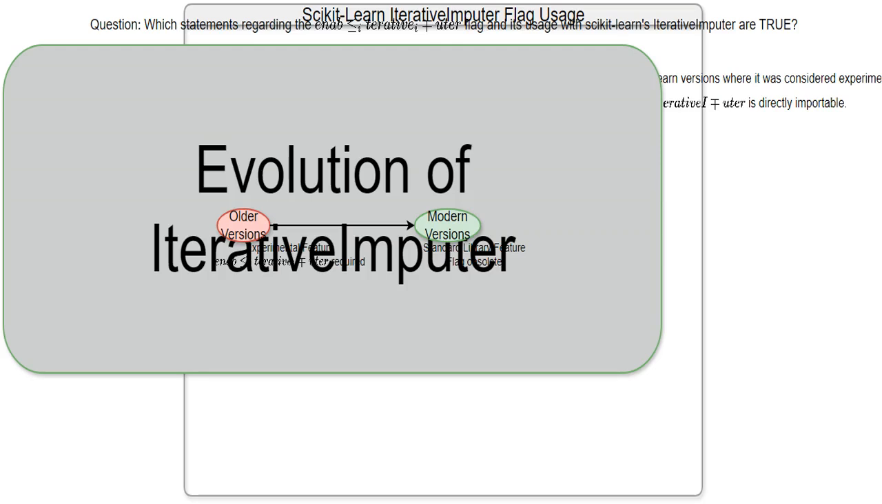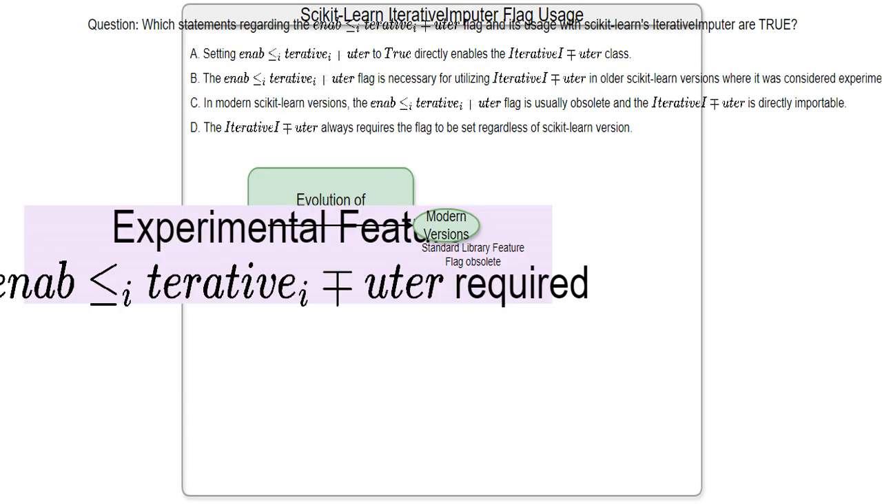In older versions of scikit-learn, the IterativeImputer was considered experimental. To use it, you had to explicitly enable it with a flag, like enable_iterative_imputer equals True. Think of it like a hidden feature that needed to be unlocked. It's like a secret level in a video game. Now, IterativeImputer is a regular part of scikit-learn. The special flag is no longer needed. It's like the secret level is now accessible to everyone.